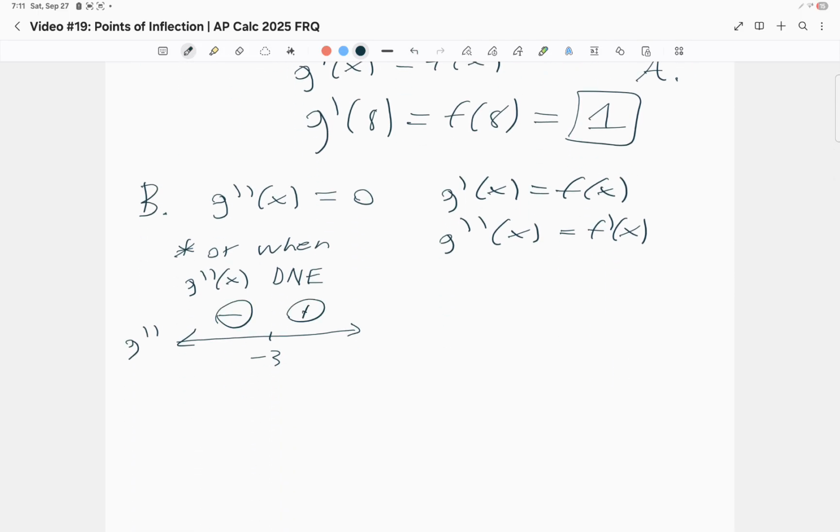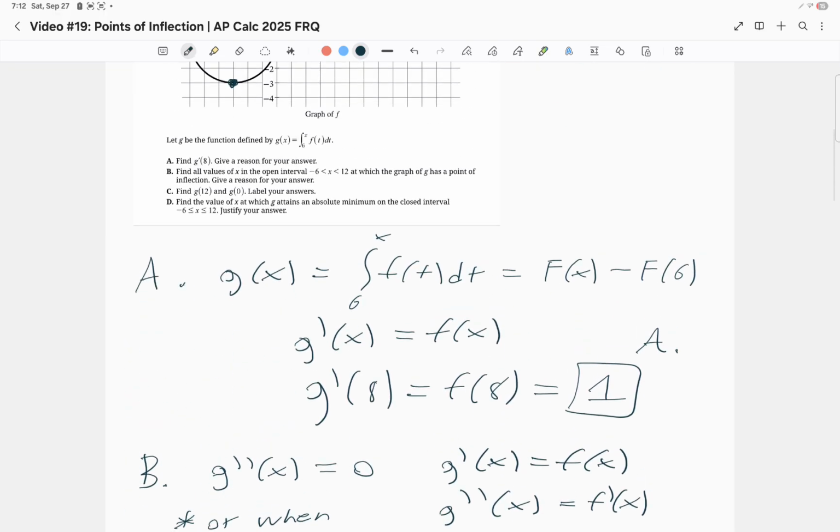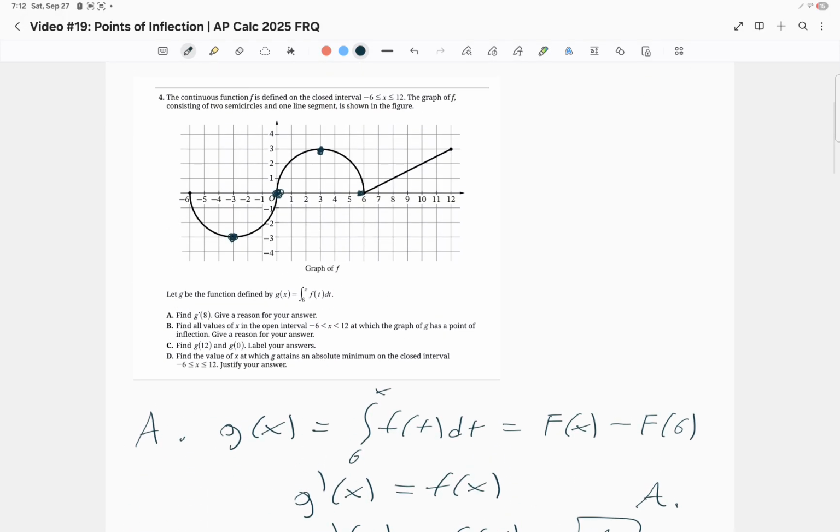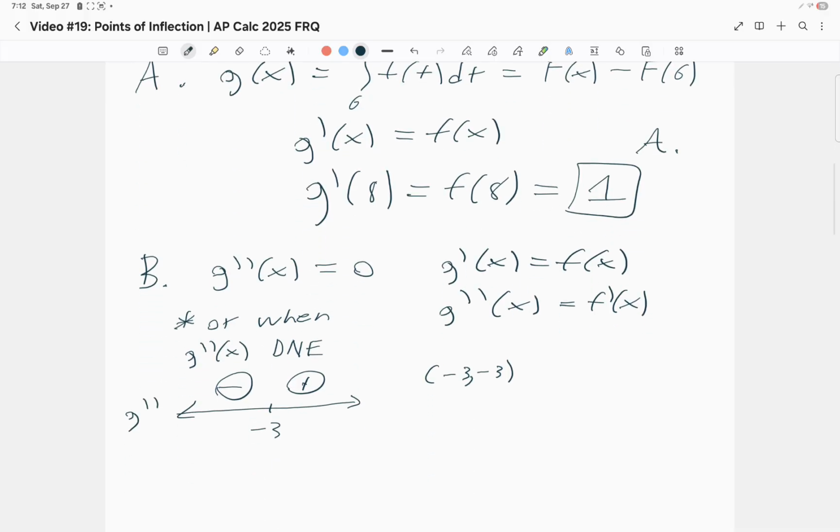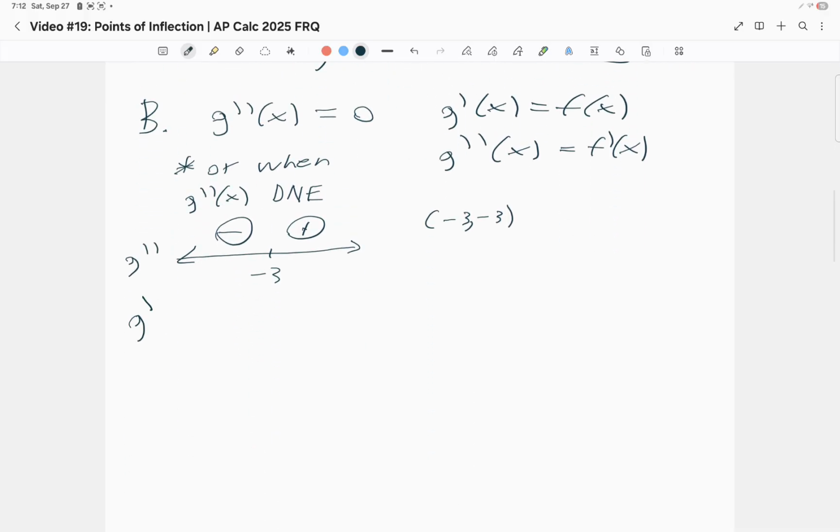So (-3, -3) is one of our points of inflection. So we can write that down and save it there. Now let's test (0, 0). So if we do this again, another number line. Not going to bother erasing the same one.